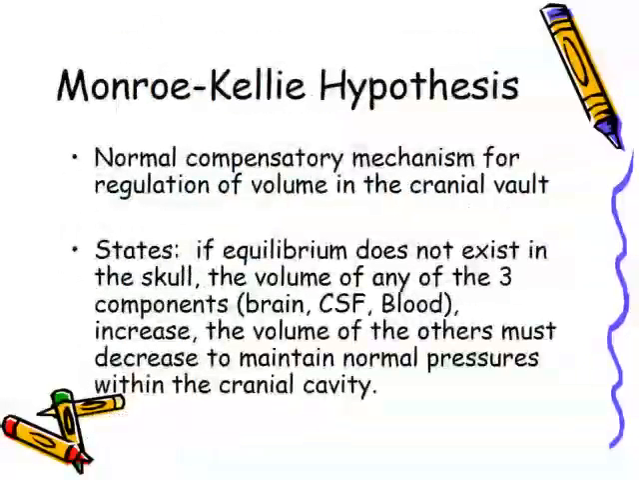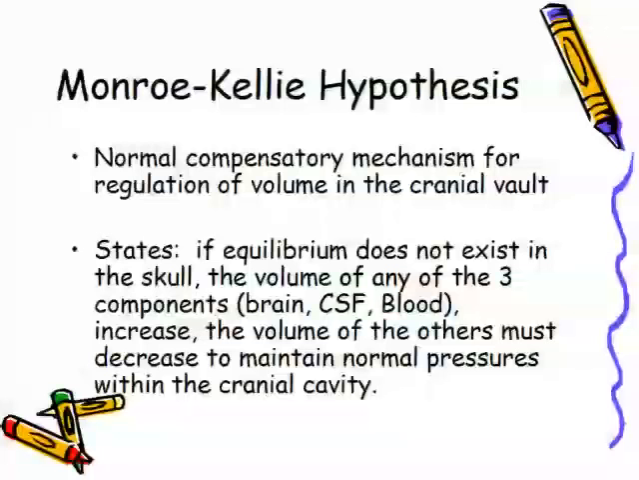There's a hypothesis called the Monro-Kellie hypothesis that states a normal compensatory mechanism. The Monro-Kellie hypothesis states that if equilibrium does not exist in the skull and the volume of any of the three components, which we talked about on the last slide, the brain, the CSF, or the blood, increases, then the volume of the others must decrease to maintain normal pressures within the cranial cavity. So this is just showing that there's a normal compensatory mechanism for the regulation of volume within the cranial vault or within the skull.